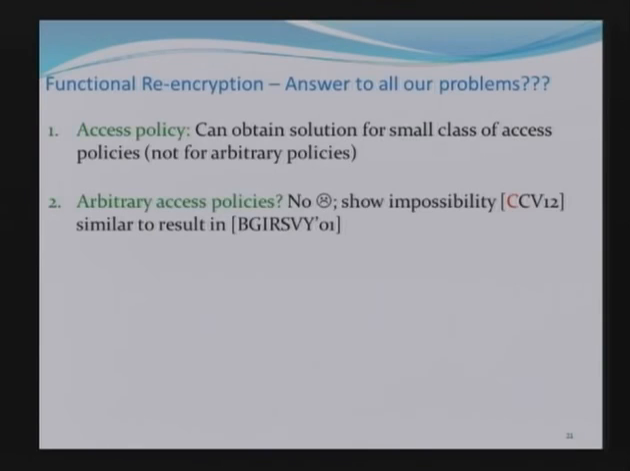How do you show that? You show that by constructing an access policy for which one cannot hope to obtain a functional re-encryption scheme. This builds upon some known impossibility results in the area of program obfuscation.